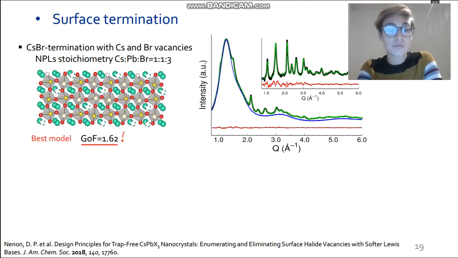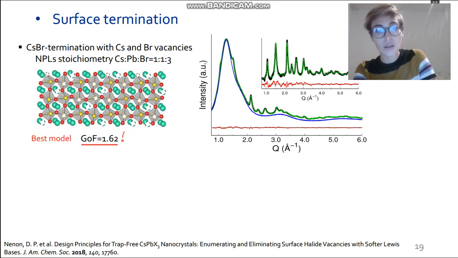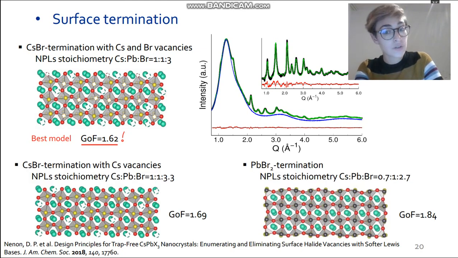First, cesium bromide terminated surfaces. And this model implies that half of cesium sites and half of bromide sites at the nanoplatelet surface are vacant, with a fully stoichiometric composition. And this model provided the best agreement with experimental data. A bromide-rich surface model with cesium vacancies only and a lead-bromide terminated model were also investigated, but both provided worse agreement with experimental data.